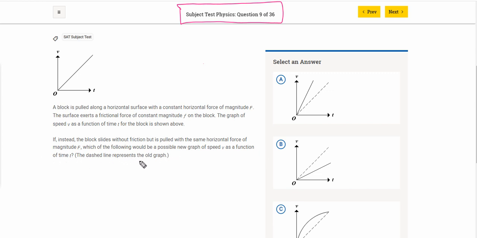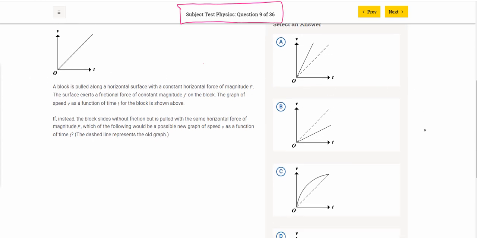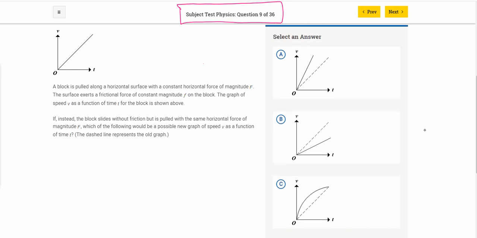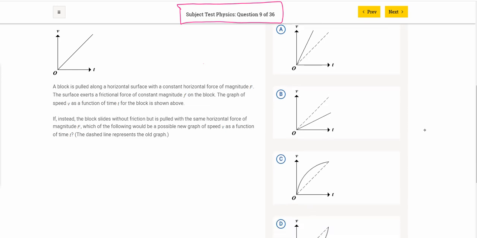So in this question it says this is the graph of a box that is being pulled. So this is the graph with the friction, and if the friction is removed, what will be the new graph? So it's normal that if there is no friction, the velocity of the box will be higher. So let's see the options that we have. When there is constant friction, the velocity will be lesser. When there is no friction, the velocity will be higher. So in this case, the most likely option is option A, but let's see the other options as well.